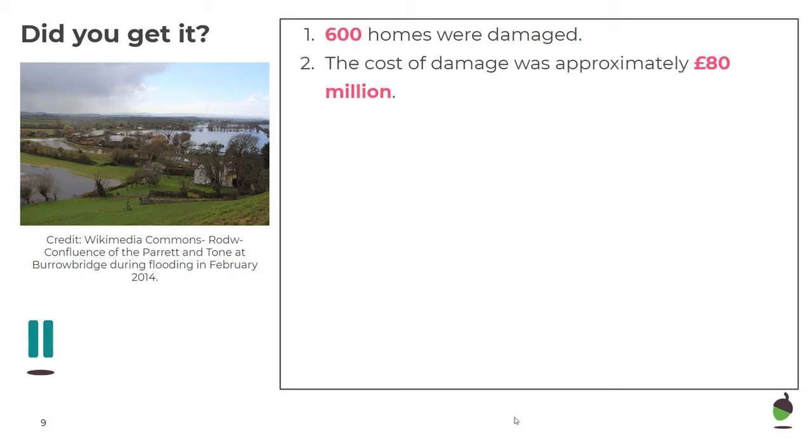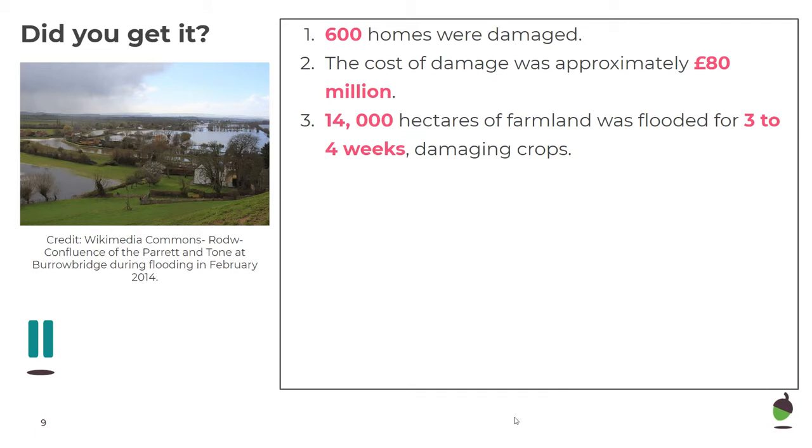Number 2, the cost of damage was approximately £80 million. So again, make sure that you've got in the £80 million as the specific fact. Number 3, 14,000 hectares of farmland was flooded for 3 to 4 weeks, damaging crops. Number 4, roads such as the A361 were closed.